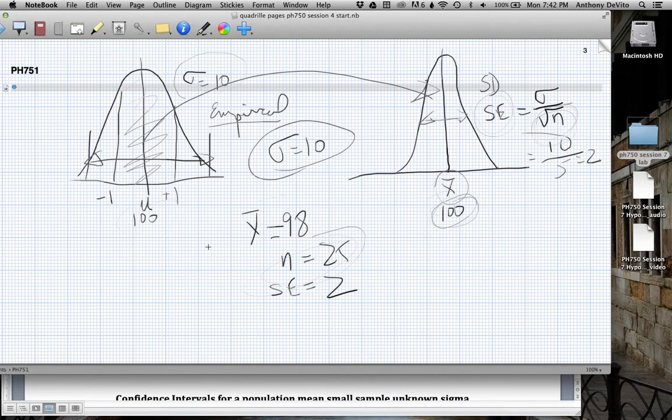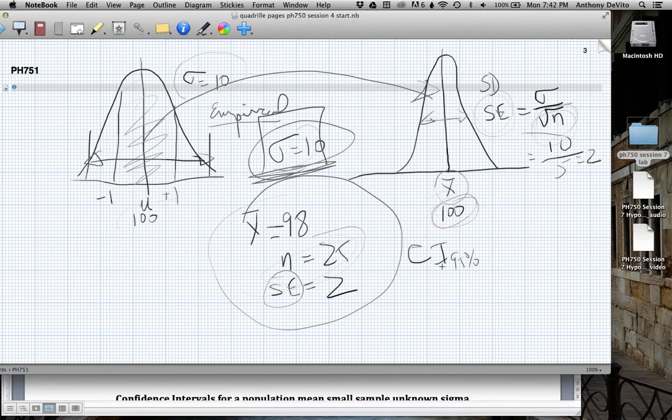So now, having done this, since I know the standard error based on the population standard deviation, I can then create this range called a confidence interval. I'm going to call it a 95% confidence interval.